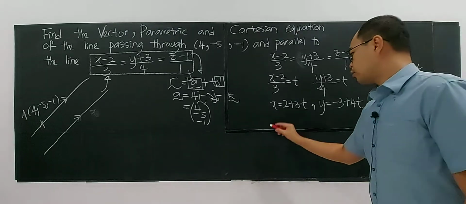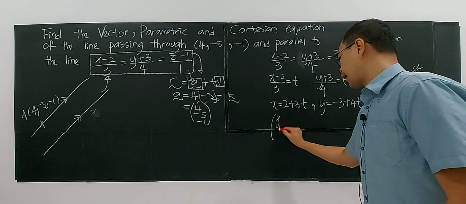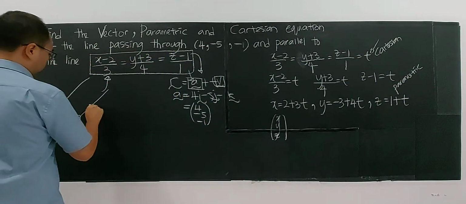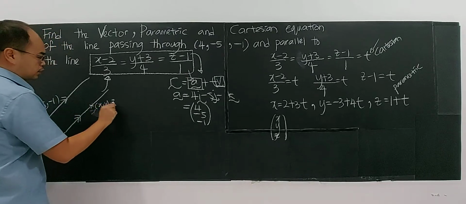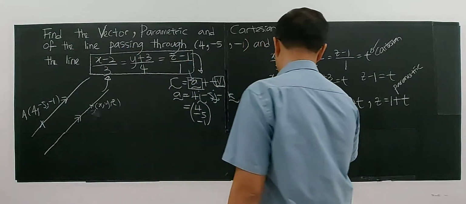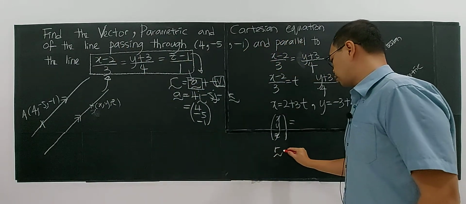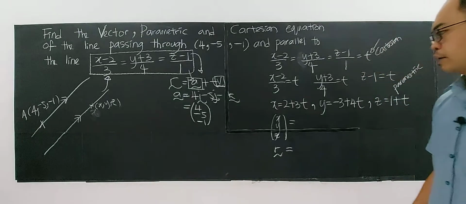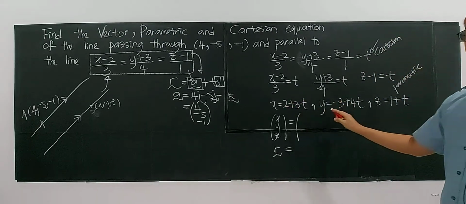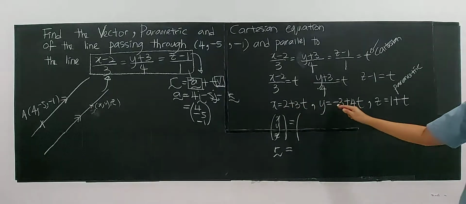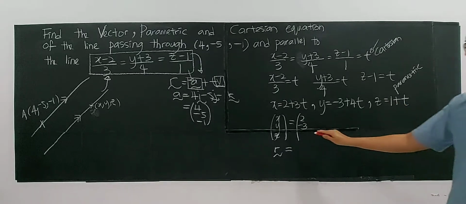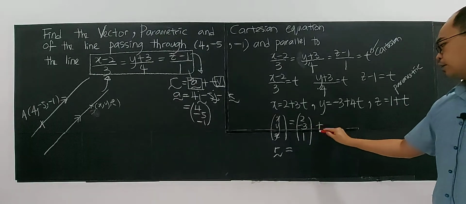And you also can rewrite this into a vector form. As you know that x, y, z is any point on the straight line, I can rewrite this to be a position vector of any point. And here you have the constant, the one that is independent from t, which is 2, -3, and 1, right? Plus t.